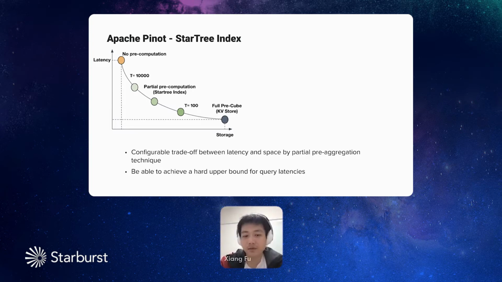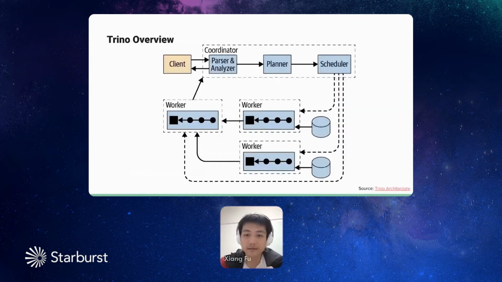So this is one of the perfect ways of trading off between latency and space by partially doing those pre-aggregation technologies, so that we can provide a hard upper bound for any kind of query. That's also why we can help users do user-facing analytics. Okay, cool. Next, let me hand off to Ilan to introduce the Trino Pinot connectors.